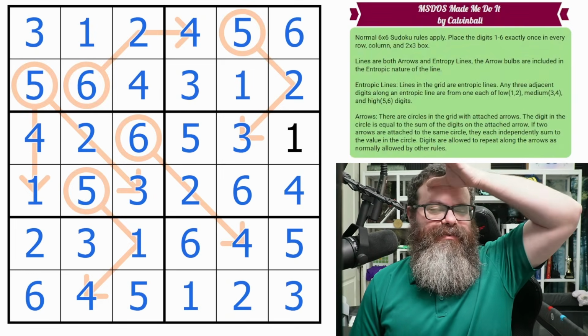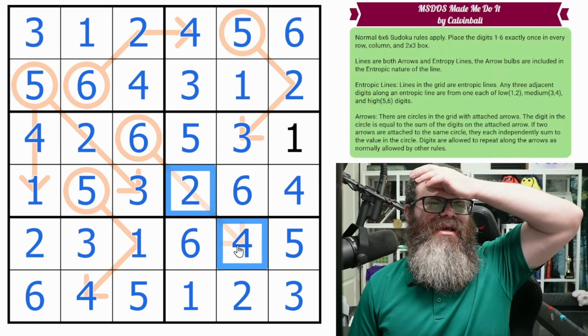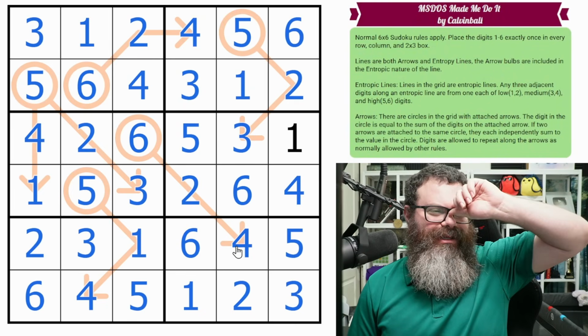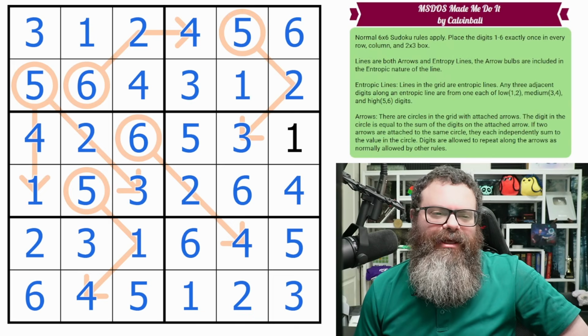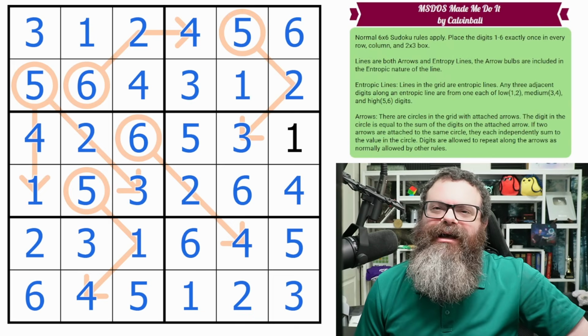All right. Just took me a second to spot the kind of remote pairness going on here. Neat idea, MS-DOS, and a good execution, Calvinball. Enjoyed that. And how'd you do?